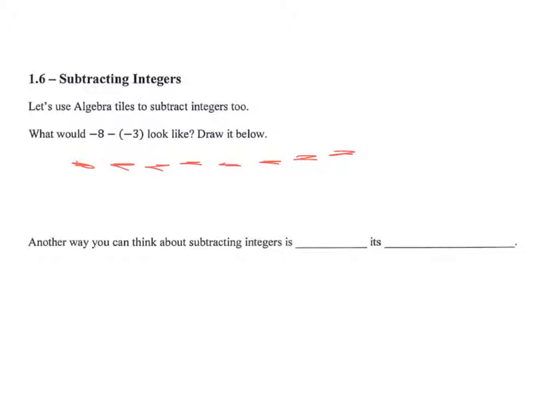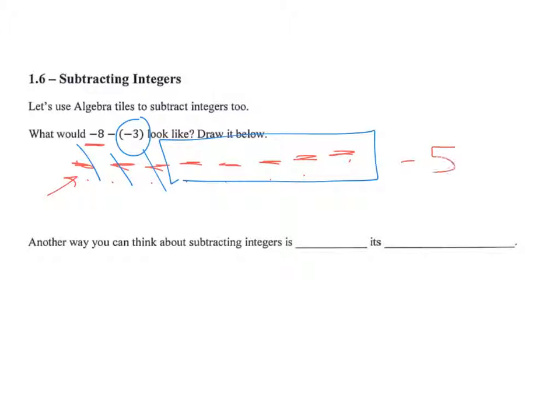Okay, before we added integers, now we're going to practice subtracting them. So let's say that you had 8 negatives. So 1, 2, 3, 4, 5, 6, 7, 8. And you want to take away 3 of them. Okay? So if you take away 3 negatives, how many do you end up with? Well, you end up with 5 of these, and there's 5 negatives, so that's -5.